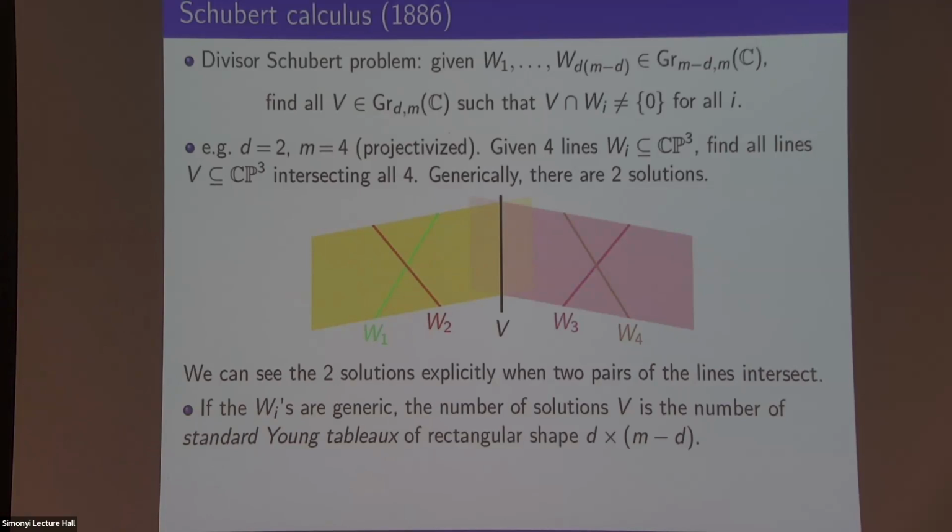In general, when these W_i are generic, the number of solutions is the number of standard Young tableaux of rectangular shape D by M minus D. So in this case, these 2 solutions are in bijection with these 2 standard Young tableaux. I have this 2 by 2 square, and I fill it with the numbers 1, 2, 3, 4, such that it's increasing along rows from left to right and increasing down columns from top to bottom.